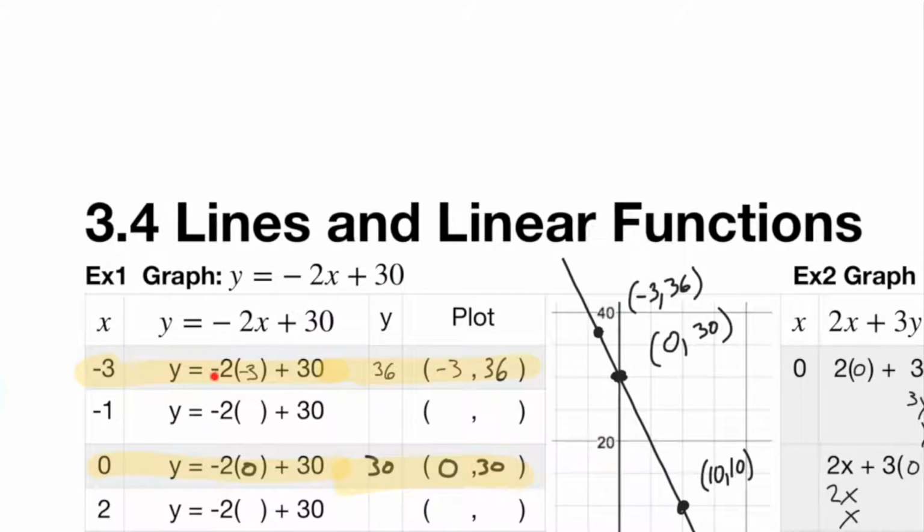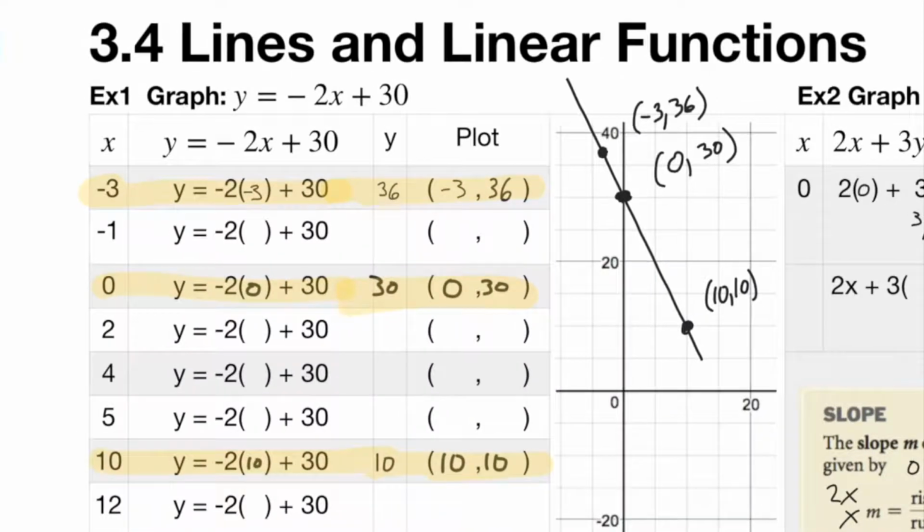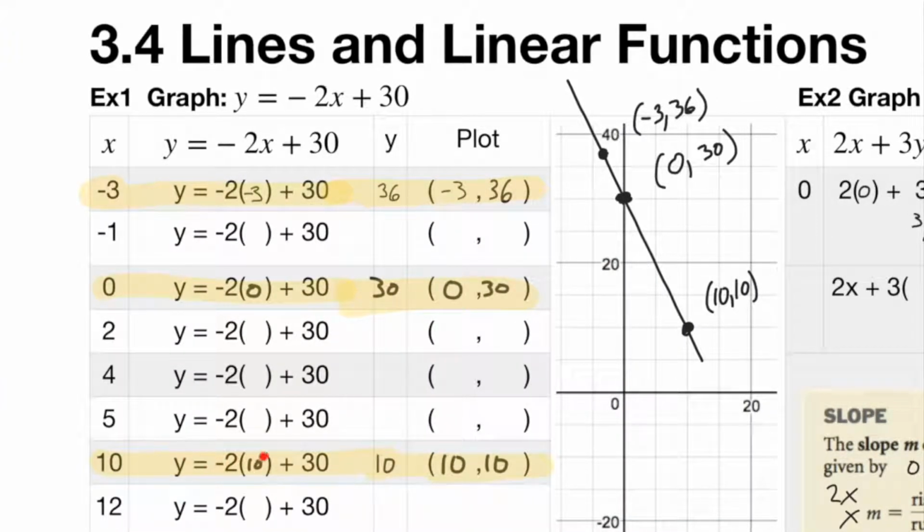You could just make a data table of values, plug in negative 3, get out 36, because negative 2 times negative 3 is positive 6 plus 30. So you plot the point negative 3, 36, right here. Similarly, you would plot 0, comma 30 here. And scrolling things up a little bit, you would plot 10, 10 here, and connect the dots with a long straight line.